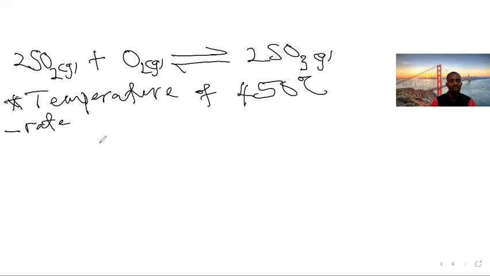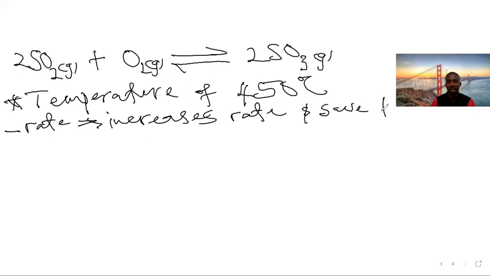Rate saves time, and time is money. So increasing the temperature increases rates, and what? Saves time. Okay? So for cost, we have to increase the temperature. To save cost, we have to increase the temperature so that the reaction will be fast.